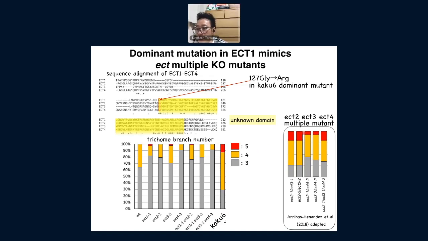On the contrary, another group has already reported that ect2, 3, and 4 multiple mutants show increased branching, like here, suggesting that ECT proteins have overlapping function. And I don't show data here, but the ploidy level phenotype is also similar to this. Only the ect multiple mutant shows the higher ploidy phenotypes. These results suggest that the KAK6 dominant mutation mimics the ect multiple knockout mutant, and ECT proteins are involved in nuclear ploidy.